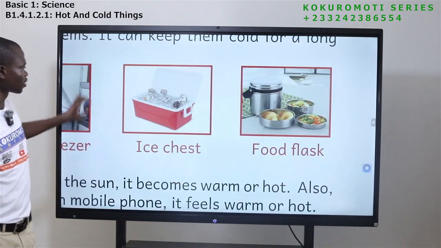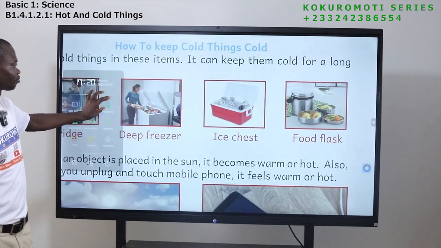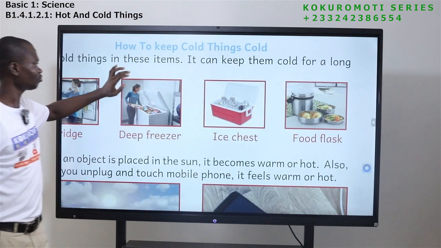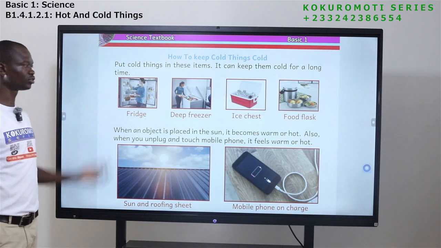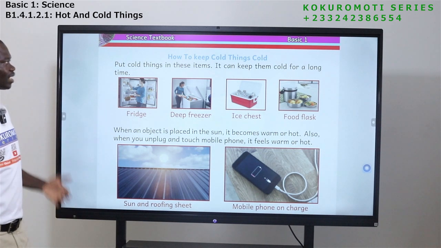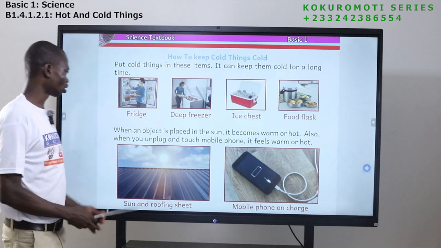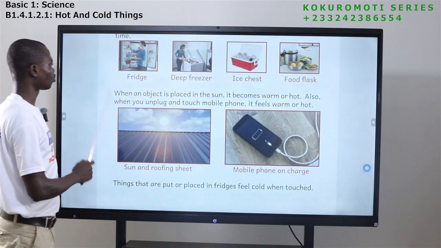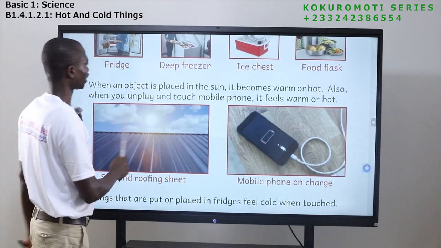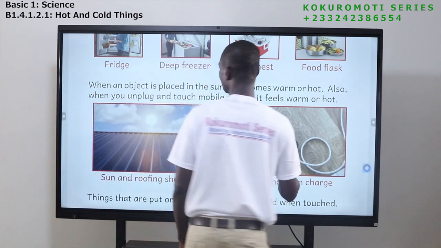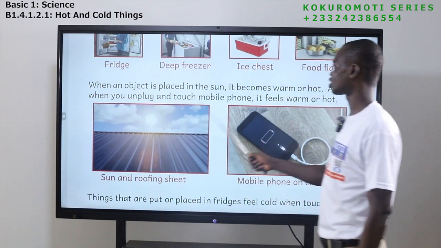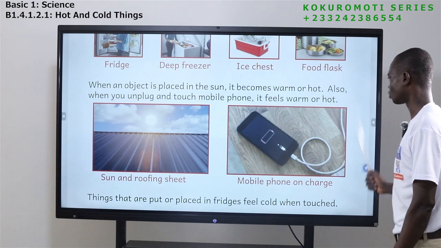So that is that. We have seen things that keep food hot and things that keep food what? Cold. Okay, let's continue. When an object is placed in the sun, it becomes warm or hot. Also, when you unplug and touch a mobile phone, it feels warm or hot.